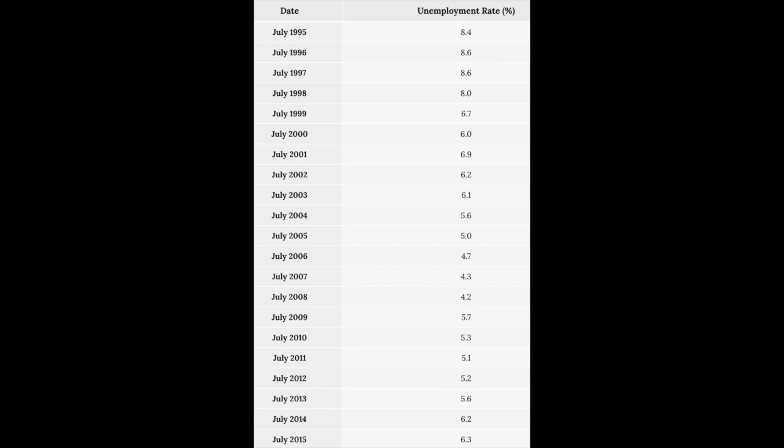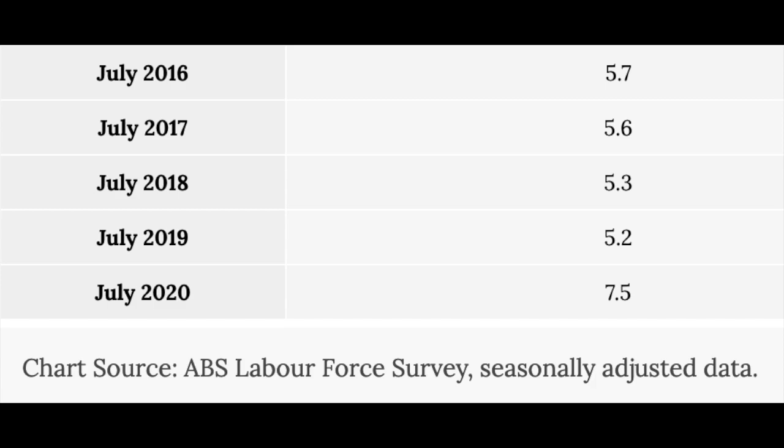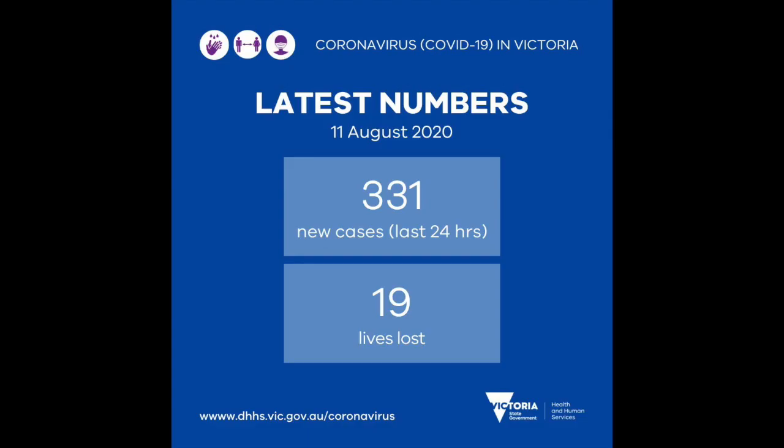Now from 6.3, in the next few years, it actually reduced. In 2016, 5.7, 2017, 5.6, 2018, 5.3, 2019, 5.2. So from 2015 to 2019, the unemployment rate actually decreased. Now suddenly in 2020, we see it increased to 7.5, and the actual figures could be even worse if there was no JobKeeper and JobSeeker in Australia, which is a stimulus program brought by the federal government. And there are other stimulus programs by state governments as well.